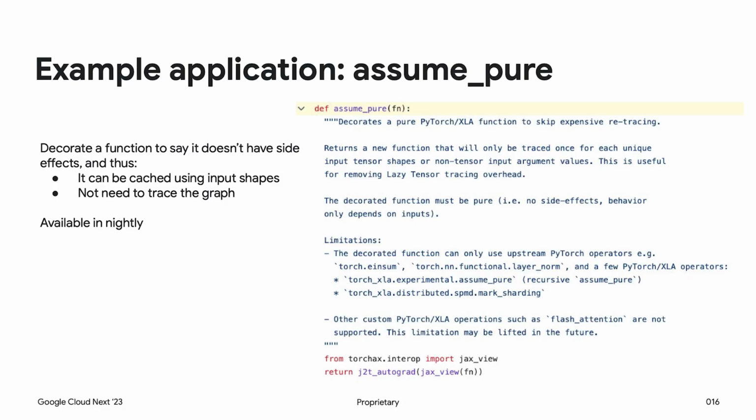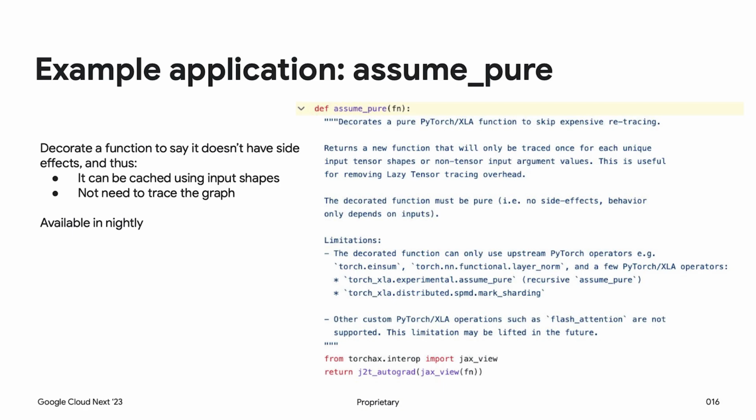Another application is assume pure, and this is a decorator you put on top of a function to signify that this is a pure function, and all its values depend on the input, right? So if the input doesn't change, your function doesn't change. And what we do inside is use Torch JAX to convert this function into a JAX function, and then we JIT it. And then we attach the AutoGrad with a forward-backward with JAX's VJP, so you get the gradient.